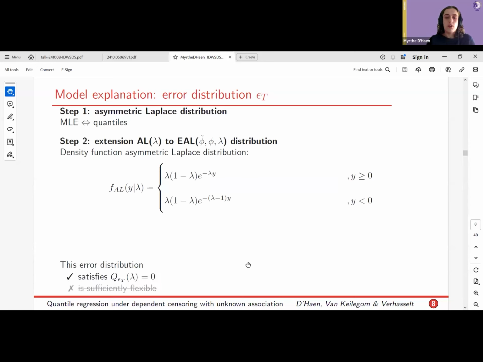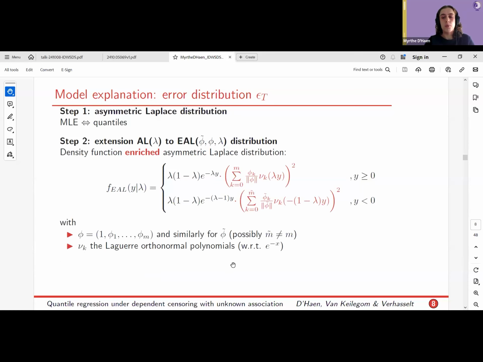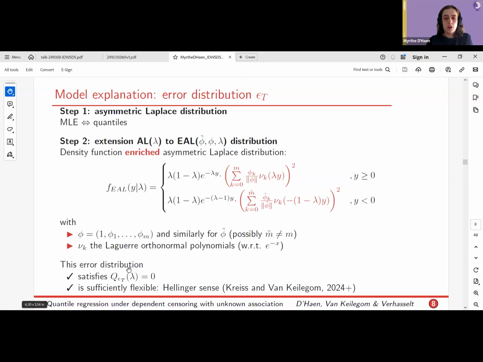You can show that indeed it satisfies the vanishing quantile property, but on the other hand, it's not really flexible yet, whereas actually we would want to be able to approximate any relevant density function. And in order to guarantee this, we will include a linear combination of Laguerre orthogonal polynomials on both sides of the real axis. Now, it's important that these polynomials are orthogonal with respect to this exponential weight to ensure that this vanishing quantile property is preserved.